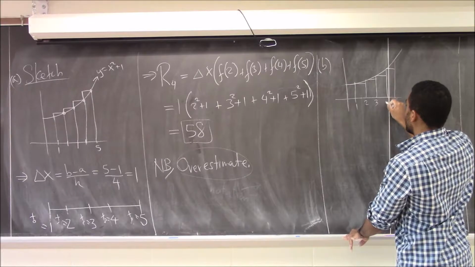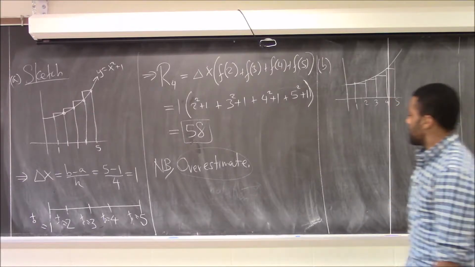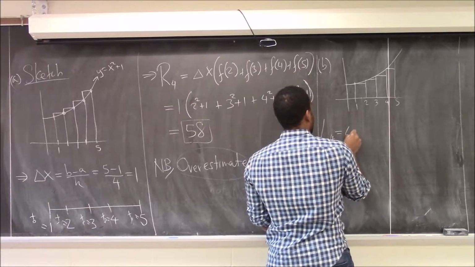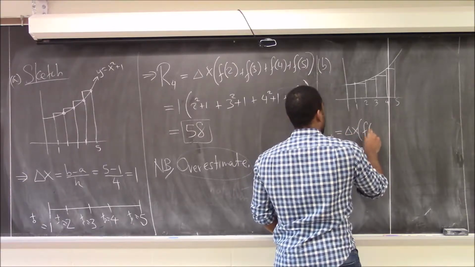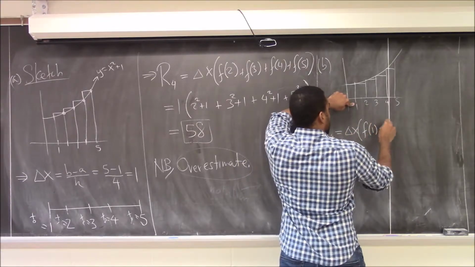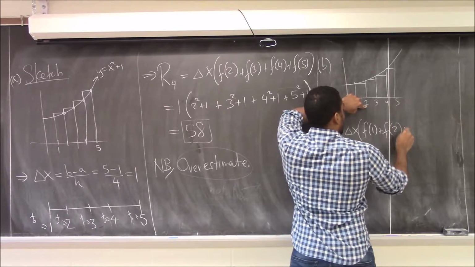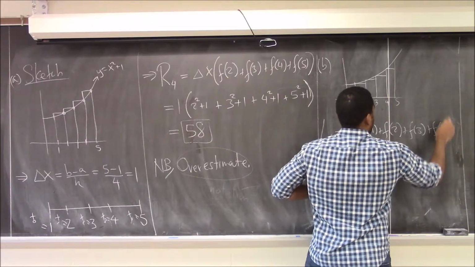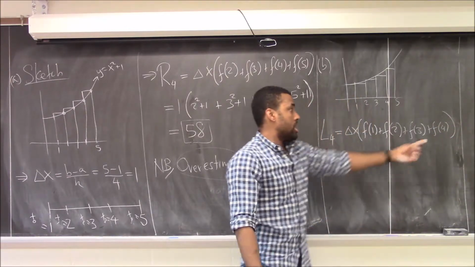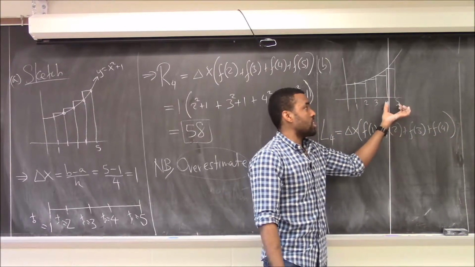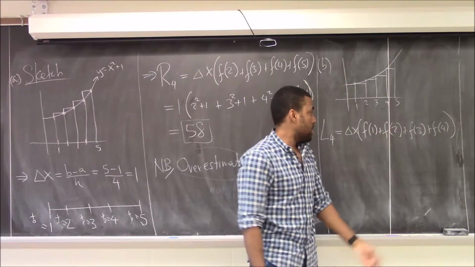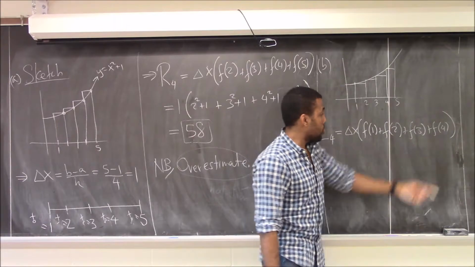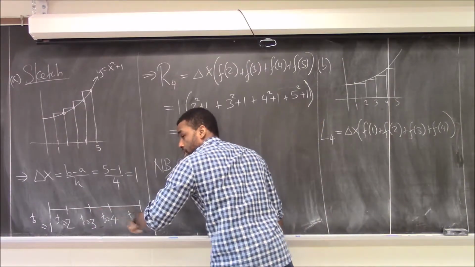Again, this would be 2, 3, 4. And so the left L4 would give me delta x times f of 1 plus f of 2 plus f of 3 plus f of 4. And I would stop there. I would not say f of 5 because 5 is on the right side of an interval, and I'm only looking at guys that are on the left side. So this one would go from 1 up to 4, whereas that one goes from 2 up to 5.